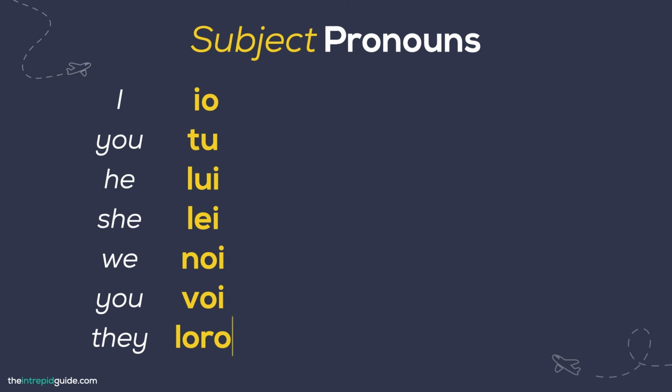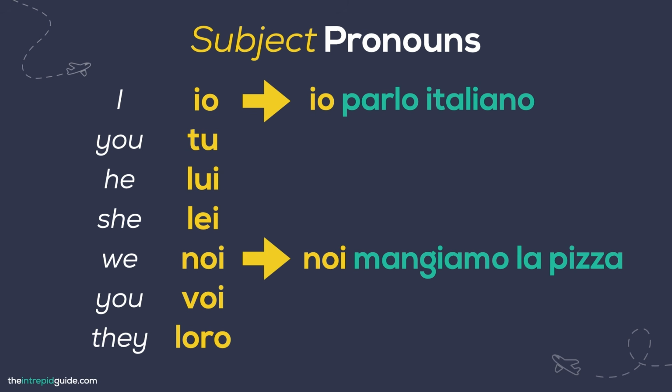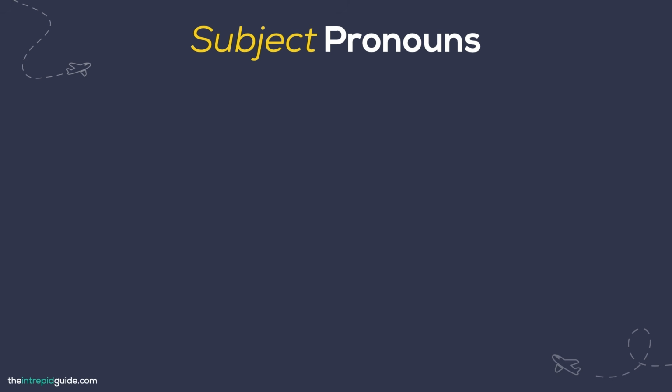Now most learners make the same mistake with subject pronouns. They learn that Italian has 6 of them, and they try to use them exactly like we do in English. So they say things like io parlo italiano or noi mangiamo la pizza. And technically that is correct, but it sounds unnatural in Italian because native speakers almost never say them. That's because in Italian, the verb ending already tells us who is doing the action. Take a look at these examples.